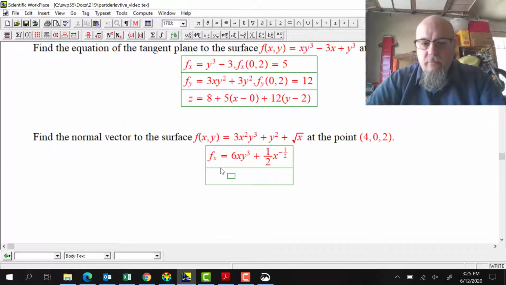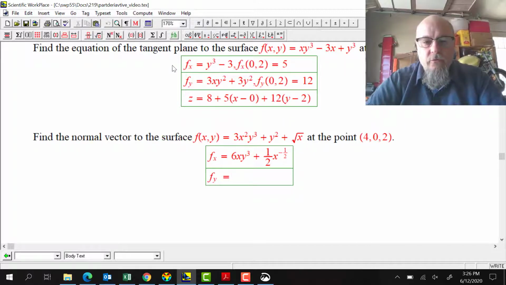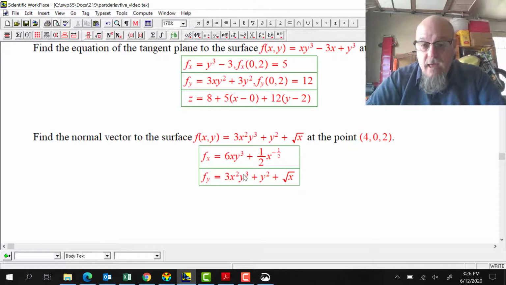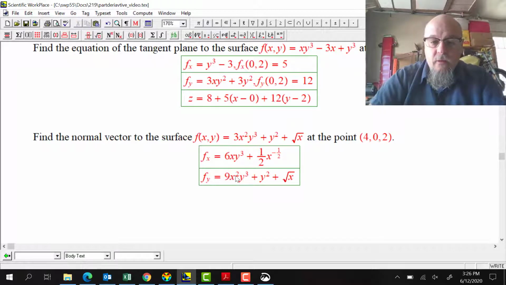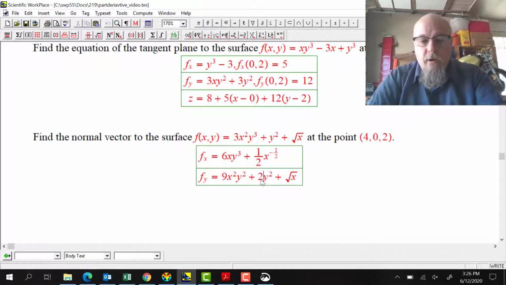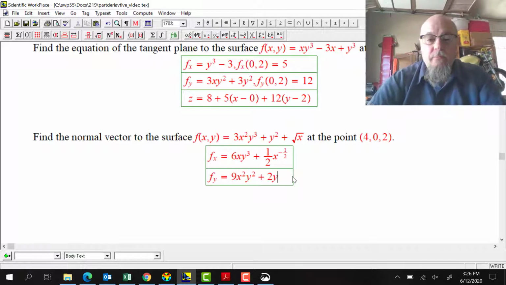So there's my derivative with respect to x. Let's get our derivative with respect to y. I need the two first order partials. So I'm differentiating that with respect to y. Here x is a constant, so x squared is a constant. The 3 comes down, subtract 1 from the exponent. Y squared, the derivative will be 2y. And there's no y's in the root x, so its derivative is 0.